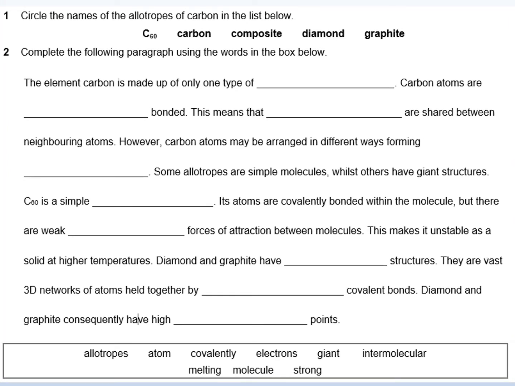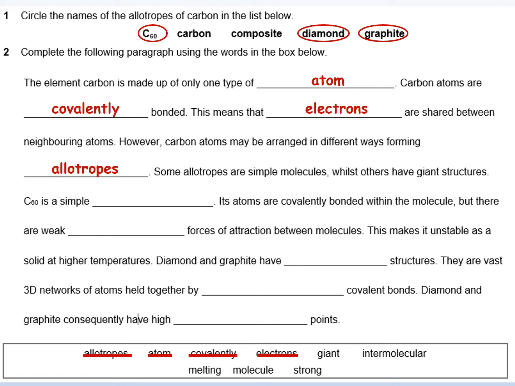Question 1: circle the names of the allotropes of carbon in the list below. They are C60, diamond and graphite. Now the blanks. The element carbon is made up of only one type of atom. Carbon atoms are covalently bonded. This means that electrons are shared between the neighbouring atoms. However, carbon atoms may be arranged in different ways, forming allotropes. Some allotropes are simple molecules, whilst others have giant structures.